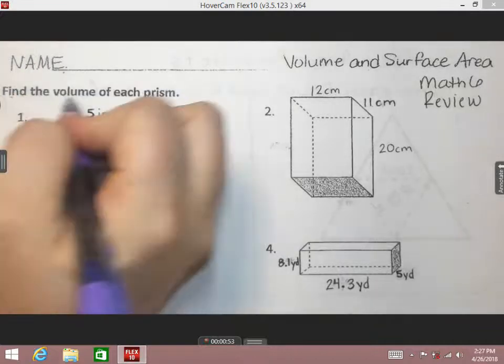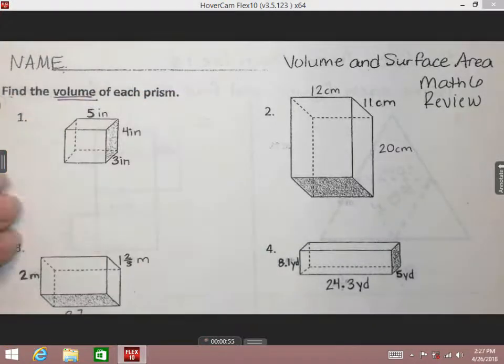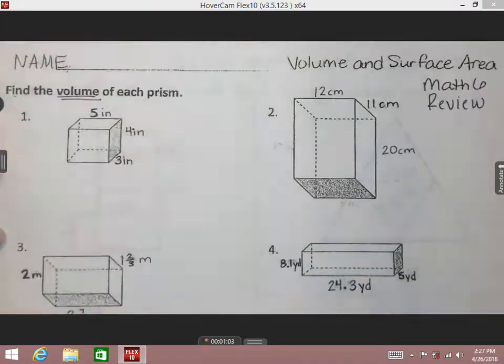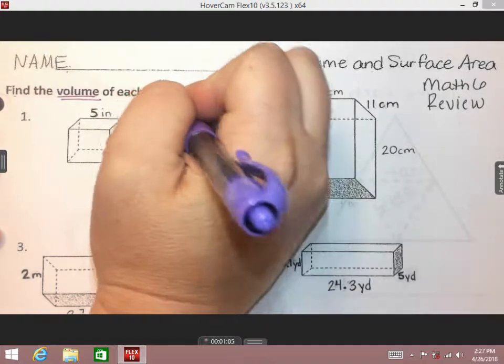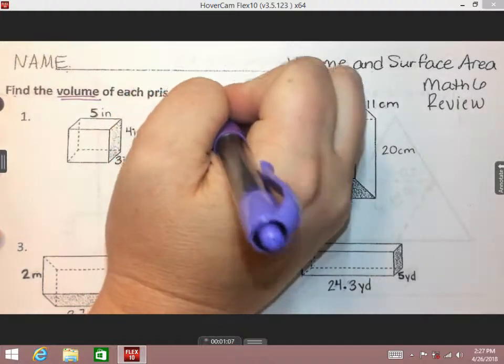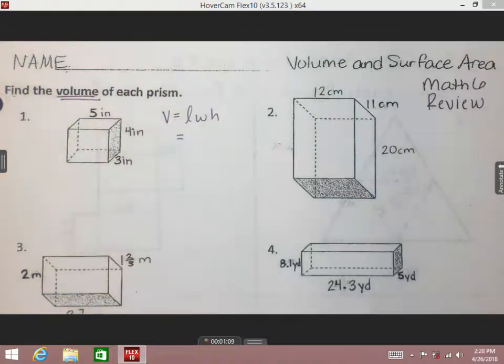All right, the first set of problems, we are finding the volume. We have a formula for volume, so every time you do one of the problems, I want you to write the formula. Even though it's going to be the same on each problem, I do expect to see the formula written down. So for number one, we have volume equals length times width times height. Since this is multiplication, technically the order does not matter.